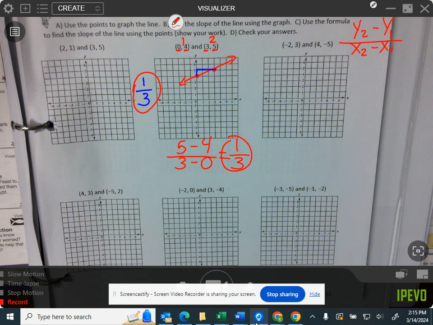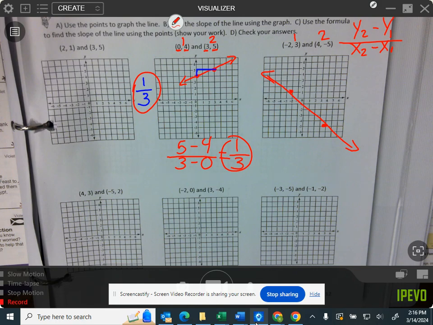Let's look at our next one. First ordered pair is the 1, second ordered pair I'm putting as the 2. You can flip it, whatever works for you. I'm going to graph it. I'm at -2, +3, and I'm at 4, -5. Draw my line. I can tell right away, all of a sudden my line is going at a decline. I know it's going to be a negative slope.